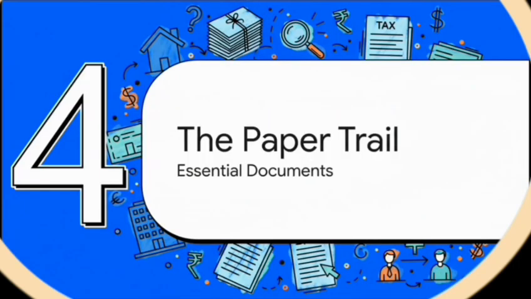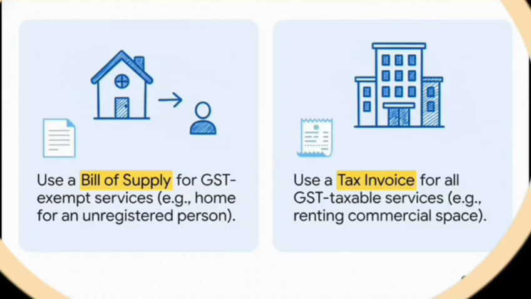Okay, so we've got the rules down, but how do you actually prove you're doing everything right? Well, it all comes down to having the right paper trail. You've got to issue the correct documents. You've basically got two main documents to choose from. First, there's the bill of supply. You'll use this one for any GST exempt services, which makes sense, right? No tax is being charged. Then, you've got the tax invoice. This is your go-to for all taxable services. It's the official document you need to charge GST.